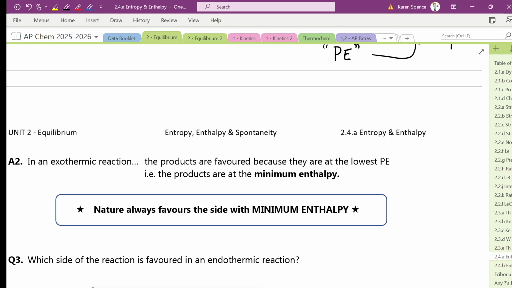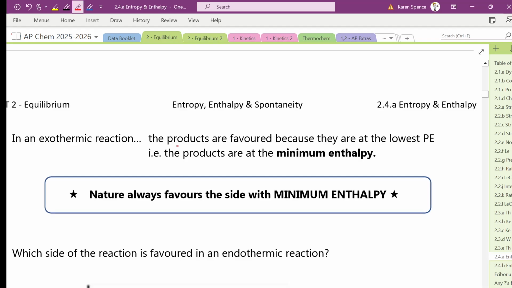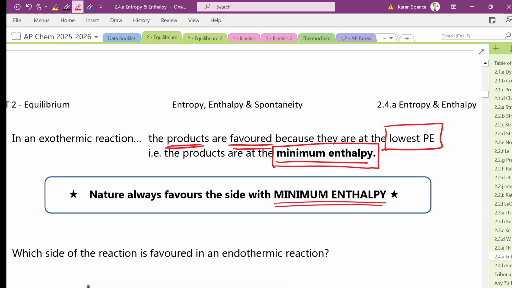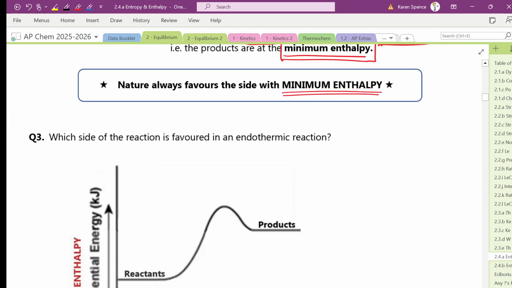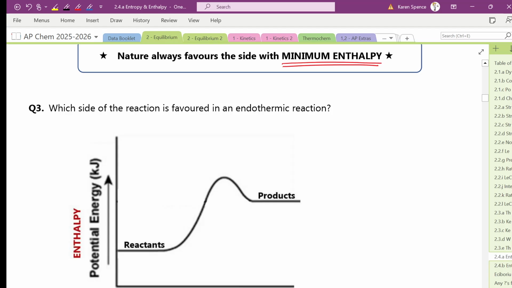In an exothermic reaction, products are favored because they are at the lowest potential energy. In other words, they are at the minimum enthalpy. Nature always favors the side with minimum enthalpy. Which side of the reaction is favored in an endothermic reaction? The reactants.